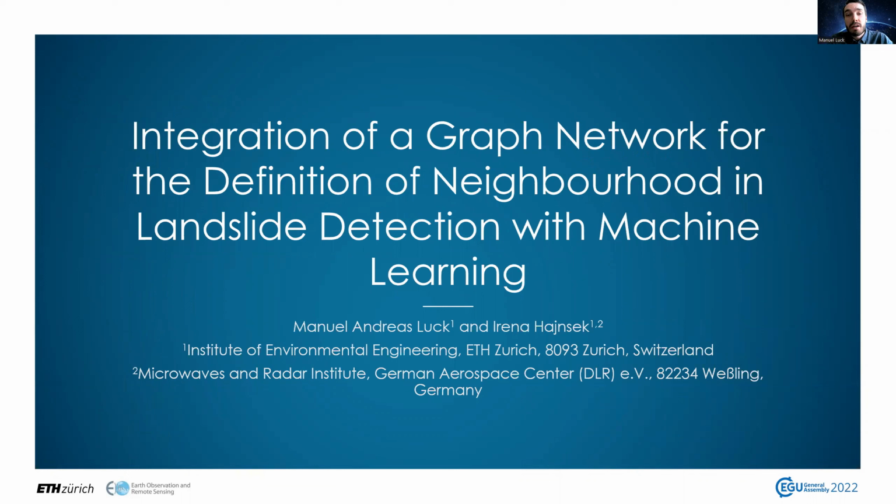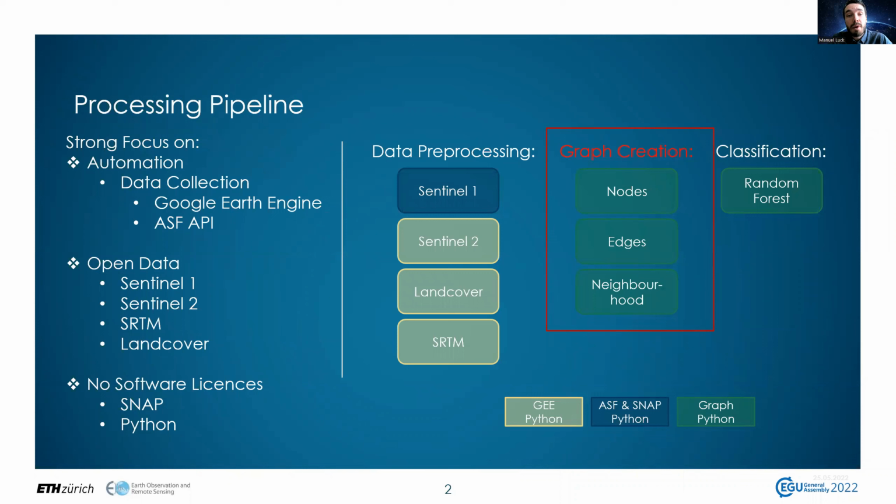Hi, my name is Manuel, and today I want to show you how we use the graph network to enhance neighborhood operations in a landslide detection pipeline. The pipeline consists of three major steps. For a better understanding, I want to quickly describe the whole framework and its goals before talking about the advantages of the graph network in more detail.